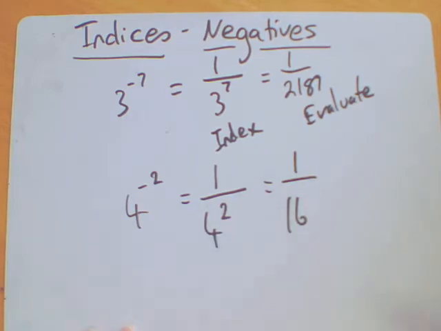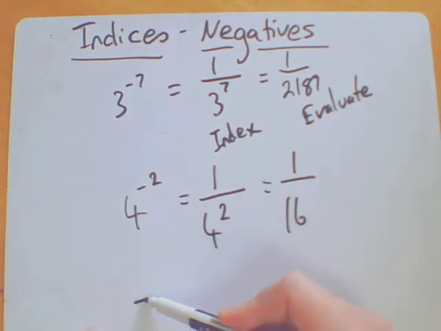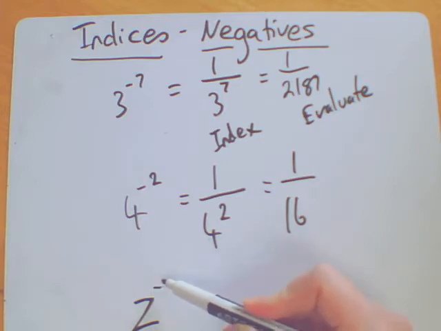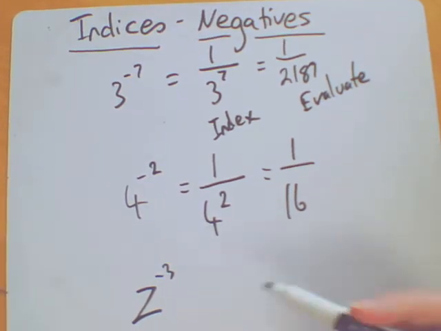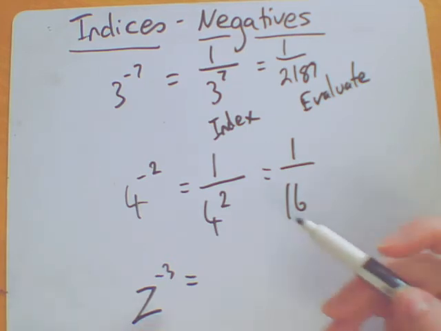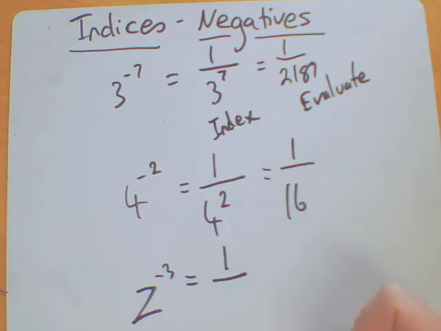It would work the same with letters. Obviously you can't evaluate, but if we take z to the power of minus 3, again, I can only write this in index form. I can't evaluate it yet unless they were to tell me what the value of z was. So this would become 1 over, that's your negative bit dealt with, and then z cubed. If they were to then turn around and tell you that z was 2, you could then evaluate it, but they haven't.